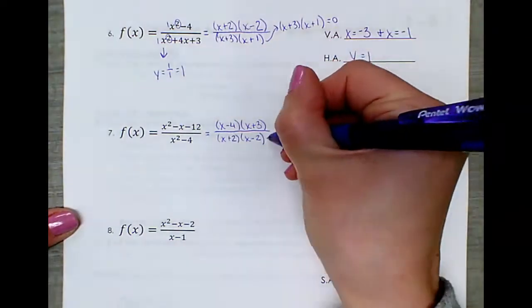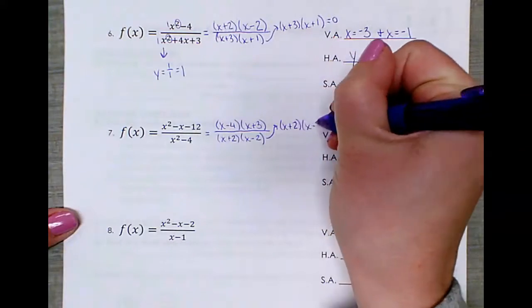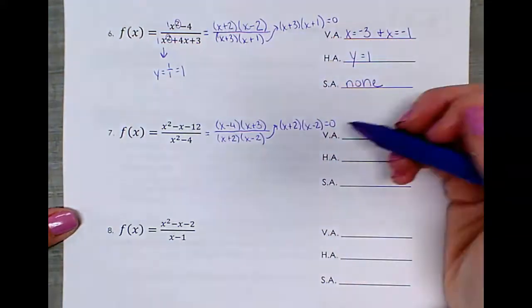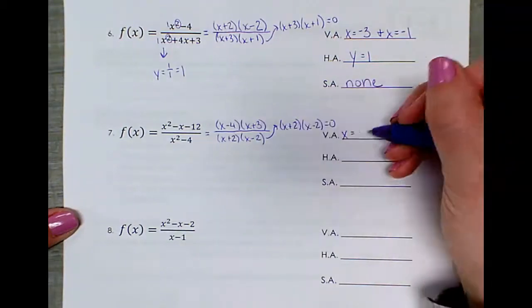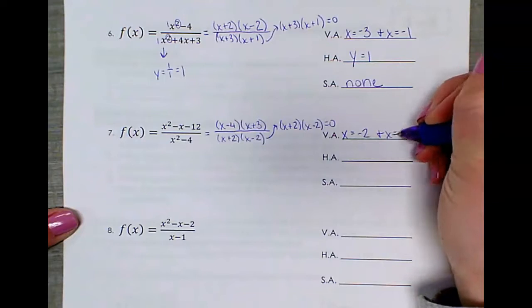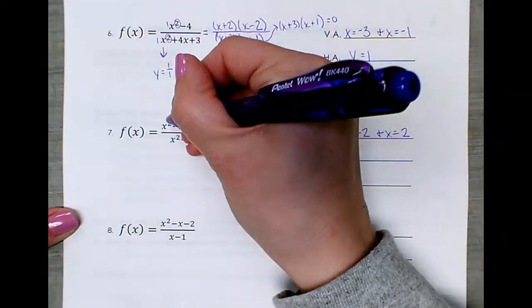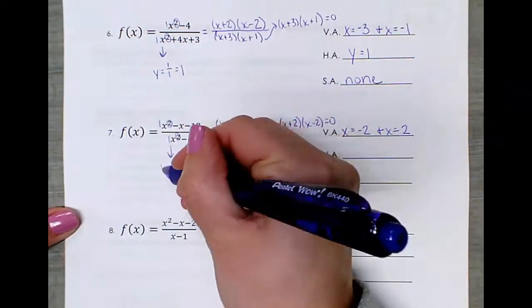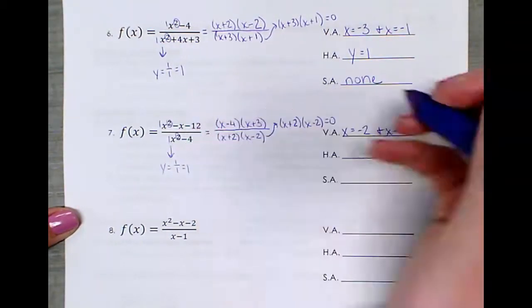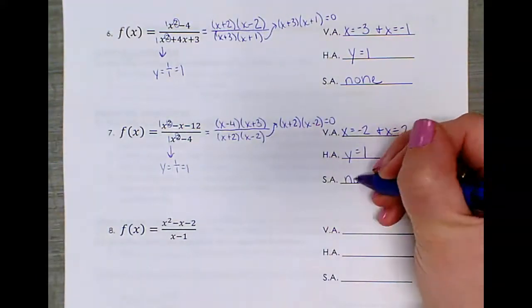The vertical asymptote occurs where the denominator is equal to 0. So if I look at the opposites of the factors, x would have to equal negative 2, and x would have to equal positive 2. Looking at the horizontal asymptote, I look at the degrees. 2 and 2, they are the same. So the ratio of coefficients is 1 over 1. So y equals 1 is the horizontal asymptote, meaning there is no slant asymptote.